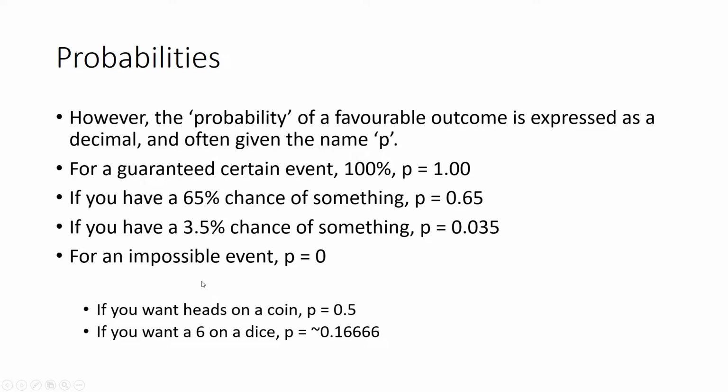And if P equals 0, then it's an impossible event. So if you want heads on a coin, P is 0.5. If you want 6 on a dice, P is approximately 0.16666.